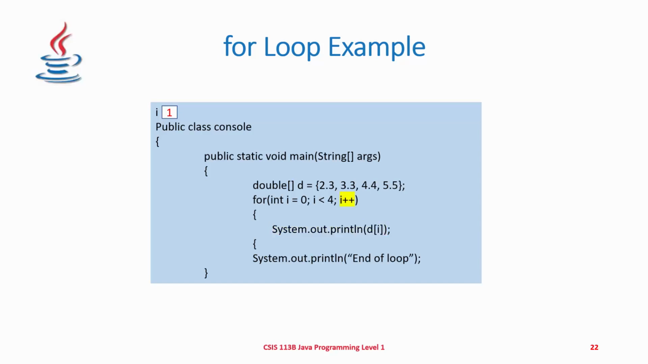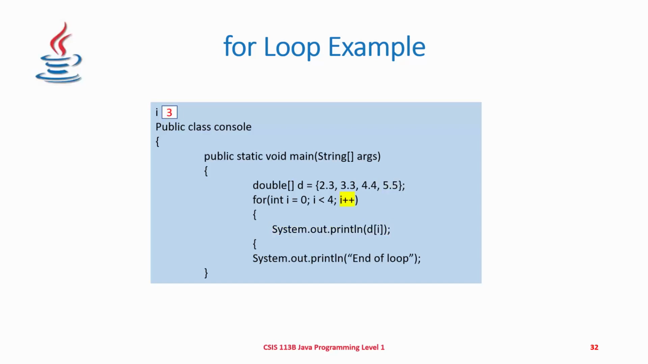Again, we increment I. Now it's at 2. Checking again to see if I is less than 4, and it is. So now we want to print out D at index 2, which is the value 4.4. Increment I again. Now I is 3. Check to see if I is less than 4. It is. So once again, we print out the array D at index 3 this time, which is the last element there in the array, 5.5.